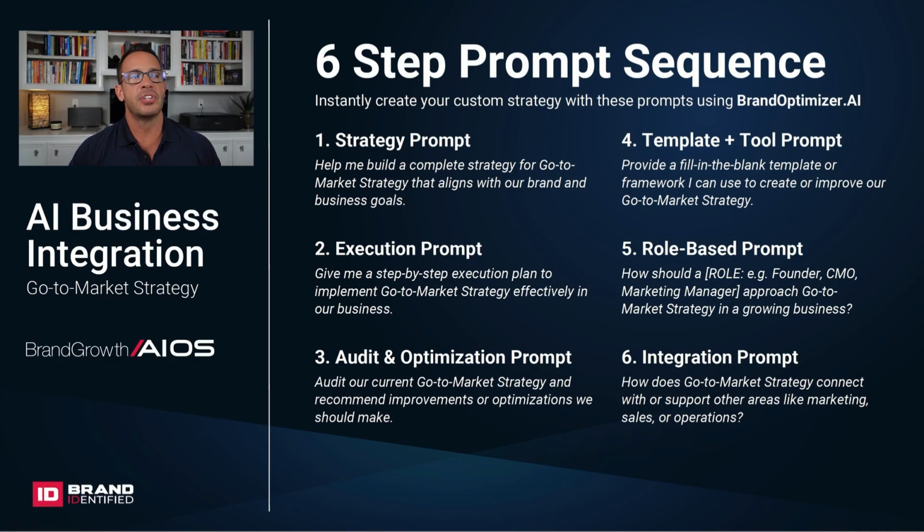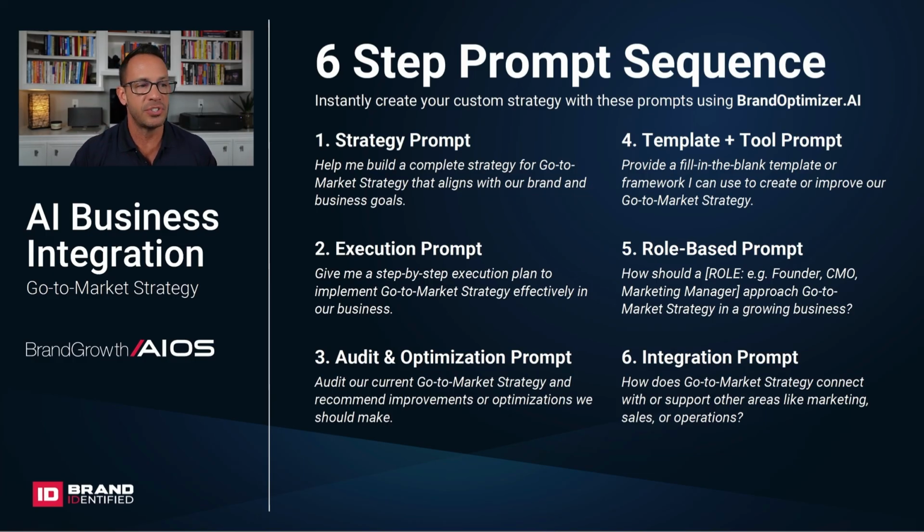So this moves us into a 6-step AI prompt sequence that I've given you for this AI business integration for go-to-market strategies. And this is going to allow you to instantly create your custom strategy using these prompts. So the first prompt is your strategy prompt, and that is, help me build a custom strategy for go-to-market strategy that aligns with our brand and our business goals.